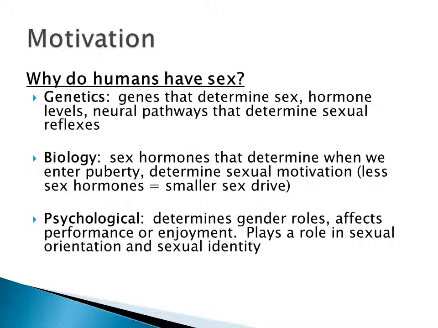Have you ever asked yourself, why do humans have sex? Well, the first thing is genetics: genes that determine sex, hormone levels, and neural pathways that determine sexual reflexes. The second reason is biology. Sex hormones that determine when we enter puberty determine sexual motivation. Fewer sex hormones equals a smaller sex drive. And the third would be psychological, which determines gender roles, affects performance or enjoyment, and plays a role in sexual orientation and sexual identity.